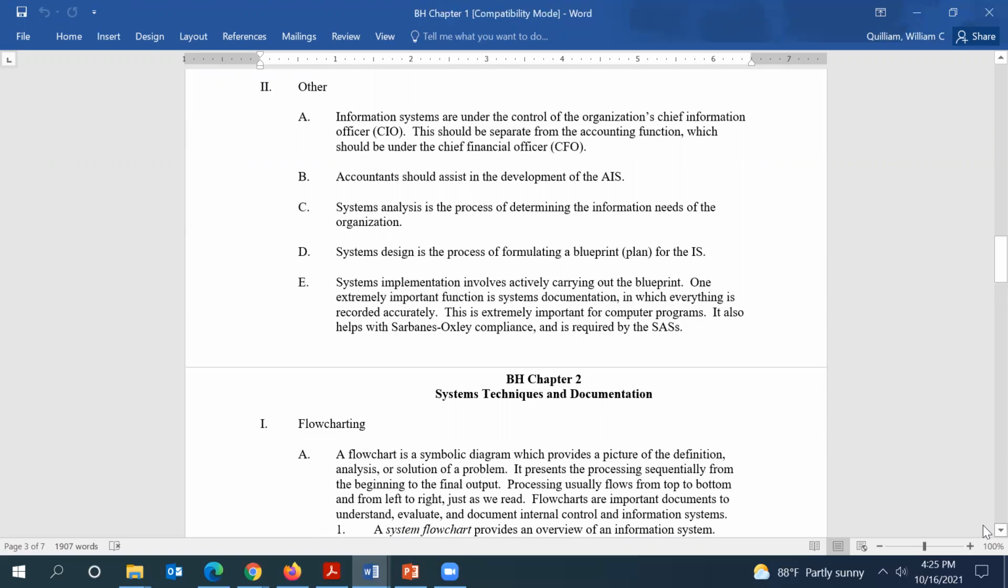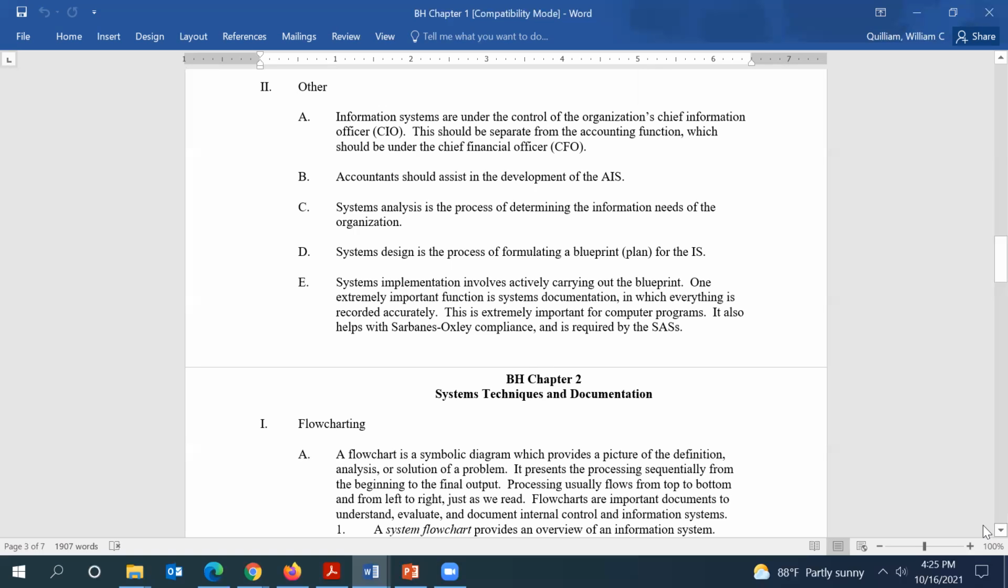Well, then other. Information systems are under the control of the organization's chief information officer, the CIO. And this should be separate from the accounting function, which should be under the chief financial officer, the CFO. So you want those two segregated as far as duties go. Then B, accountants should also assist in the development of the accounting information system.